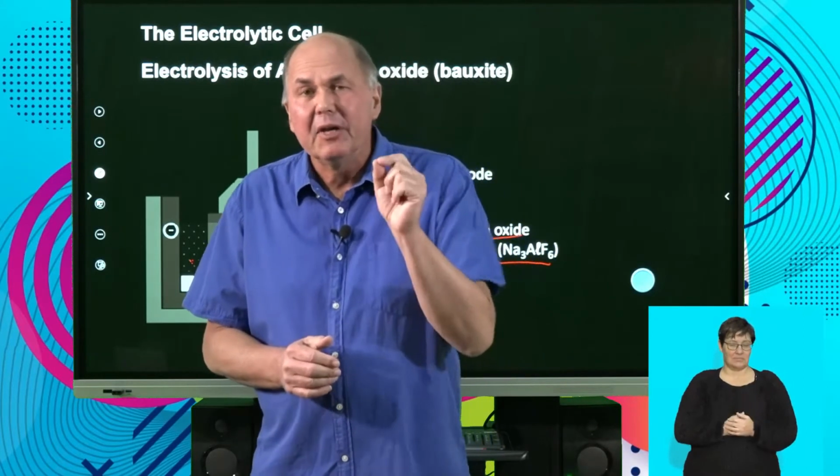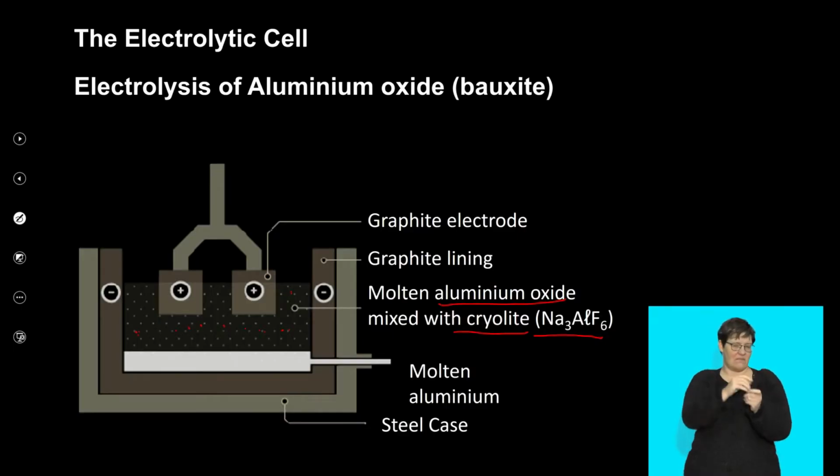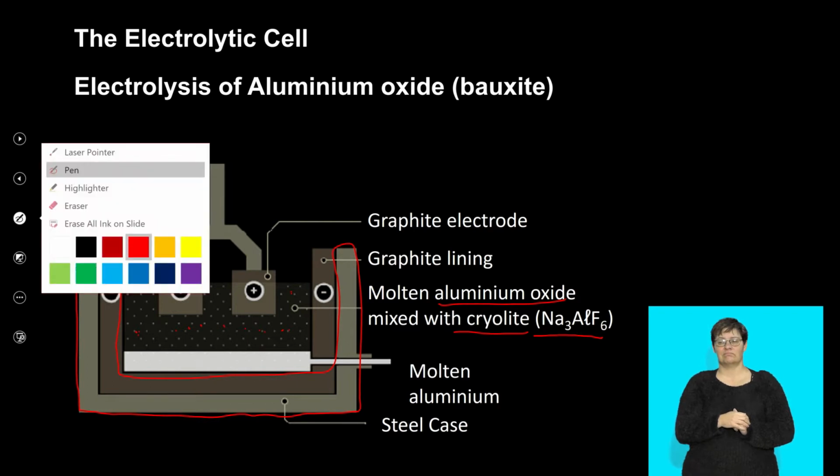Okay, so now let's see. We've got some ions in the solution. Let's have a look at the structure. So this cell has got an outer layer, which I've just outlined there, and let's just do that again.